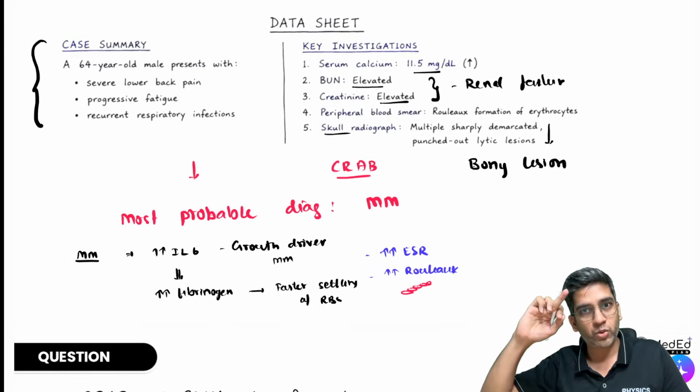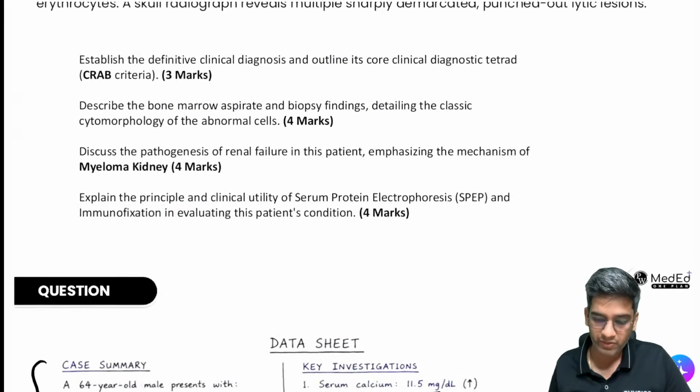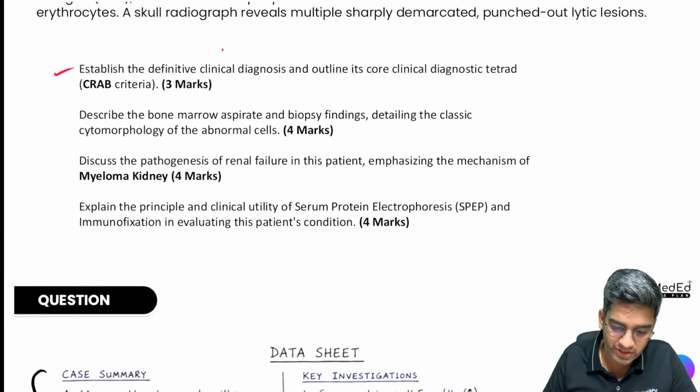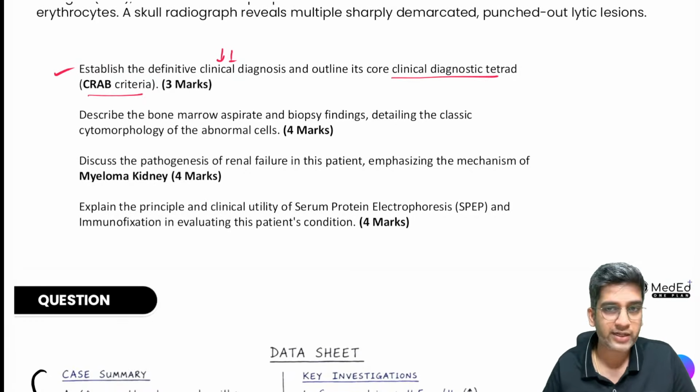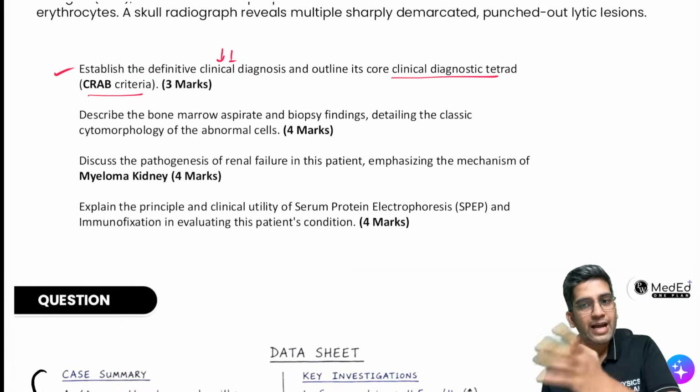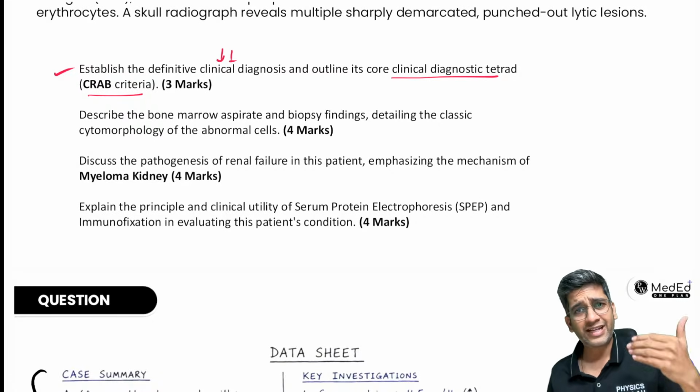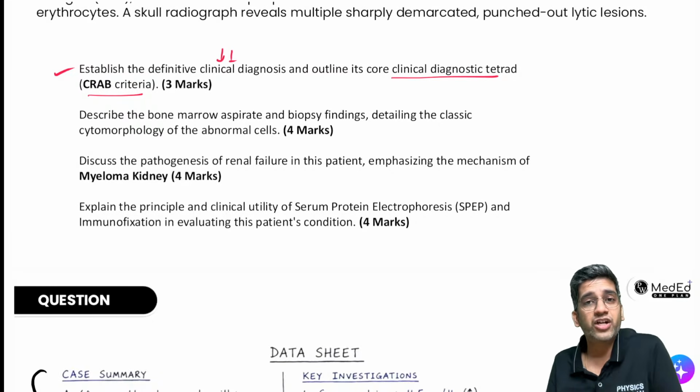Now let's go back to the original question. We'll see what the other subdivisions are. Define, establish the clinical diagnosis. We have already done that. And write about the core diagnostic criteria, CRAB criteria. Everyone knows the CRAB criteria, and it is the only thing asked here. But I would urge you to also write the other criteria of multiple myeloma.